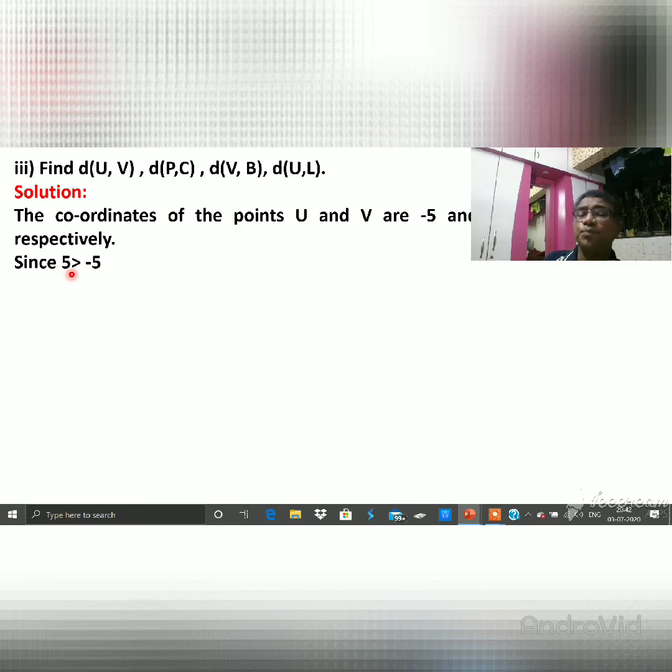So a positive 5 is always greater than negative 5. So 5 is greater than -5. So the distance U comma V is equal to the bigger number 5 minus the smaller number -5. Out of bracket, the negative sign: -5 becomes +5. So 5 plus 5. Why is it plus 5? Because out of bracket, the negative sign. So -5 becomes +5, and 5 plus 5 is 10. So the distance UV is equal to 10. Here I write 10. Do you understand how I found 10?